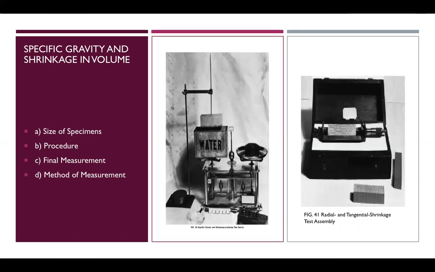So for the final measurement, measurements of mass and length shall be made on the oven dry specimens, and the method of measurement is shown in the figure for radial and tangential shrinkage test assembly. For the method of making the radial and tangential shrinkage measurement, an ordinary micrometer is required. Accuracy is suited for this measurement.